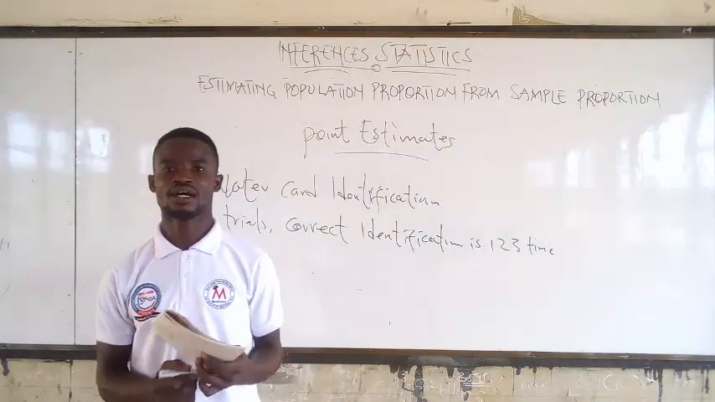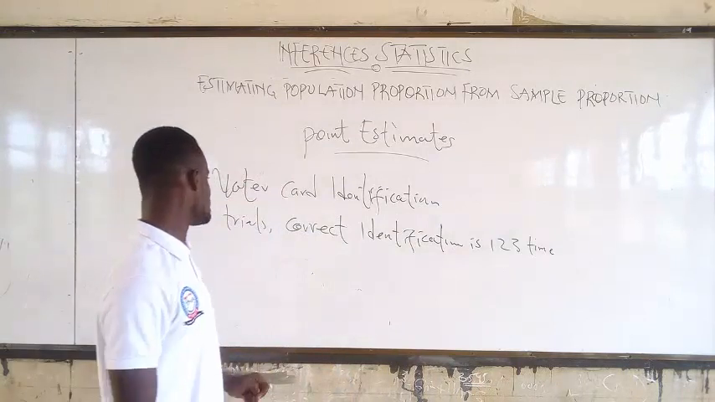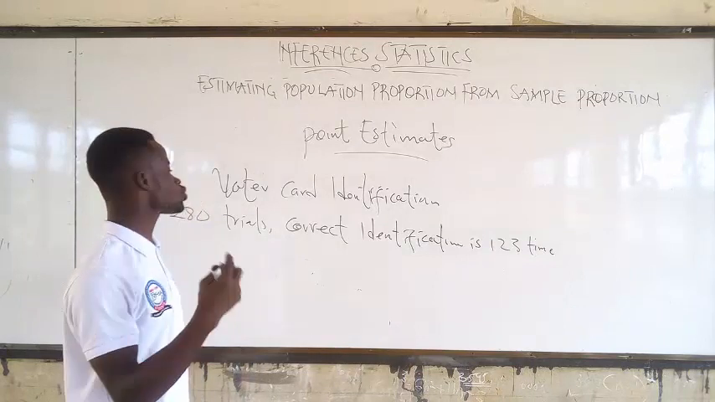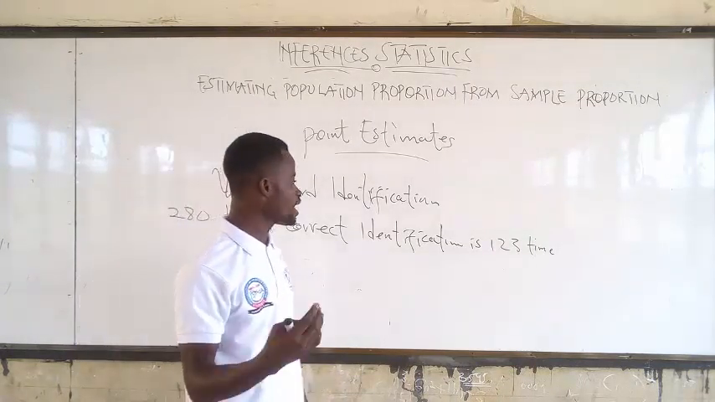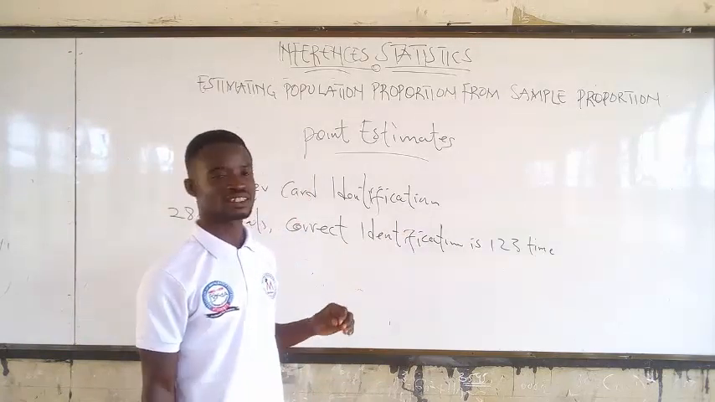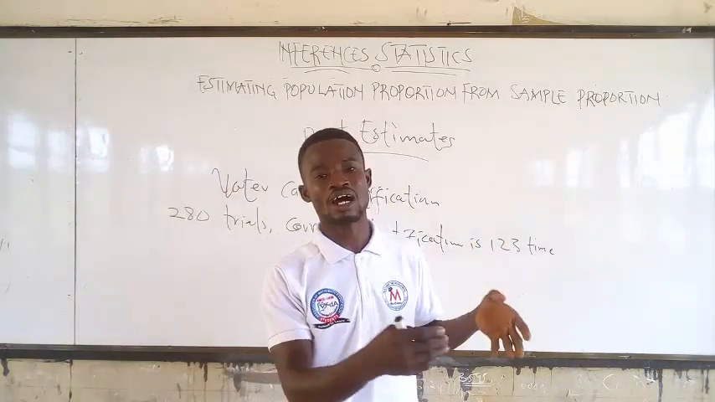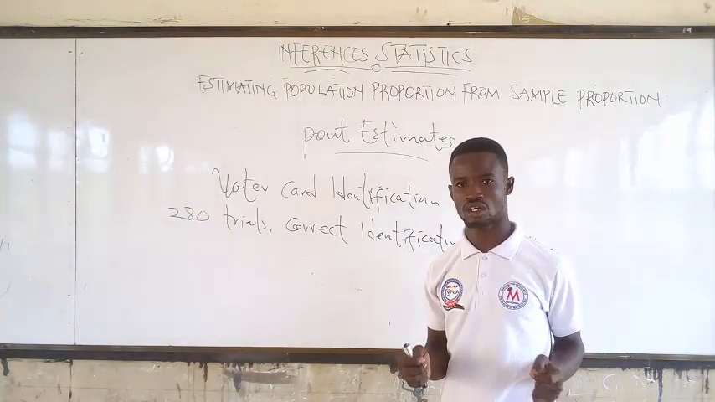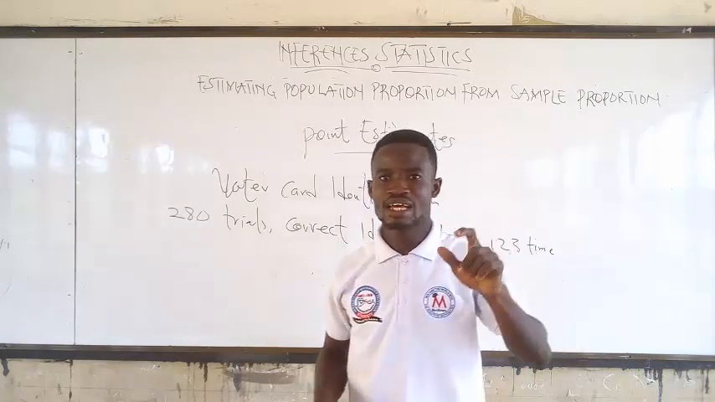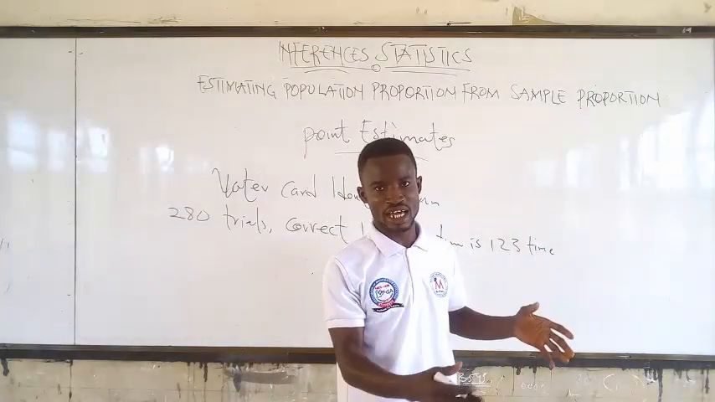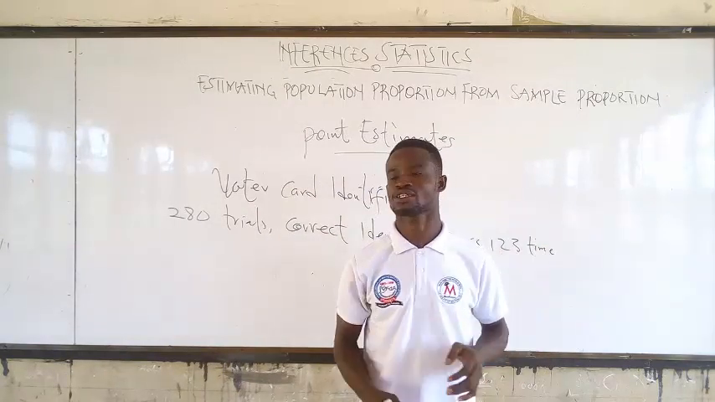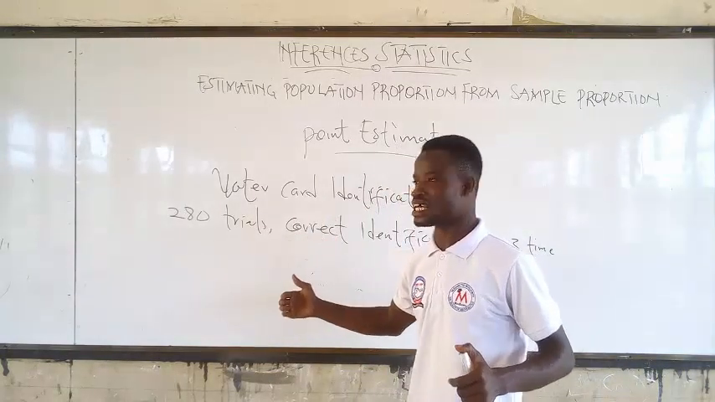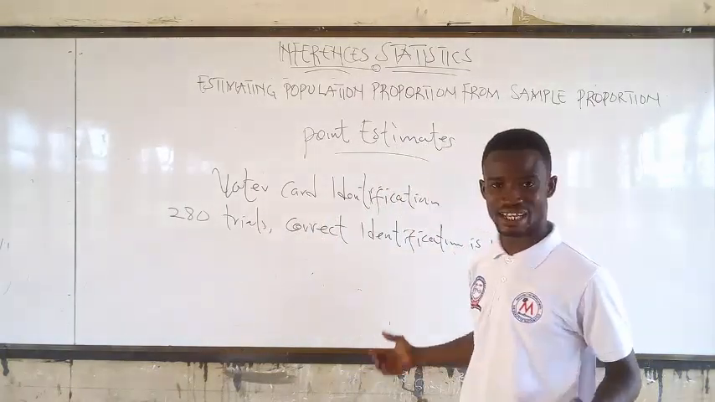Alright, so now the number of trials we perform is 280. But out of the 280, we only had 1, 2, 3 times in getting the correct identification. So let's say that we are in a country, let's say Ghana, right? Good. Then we are performing a voter card identification.